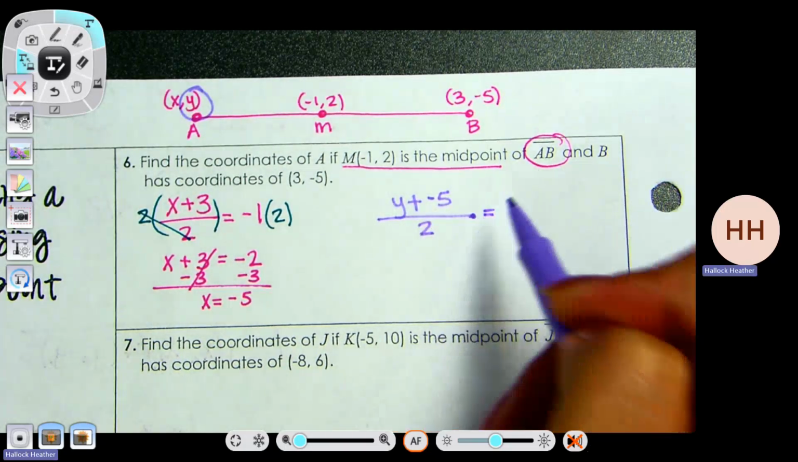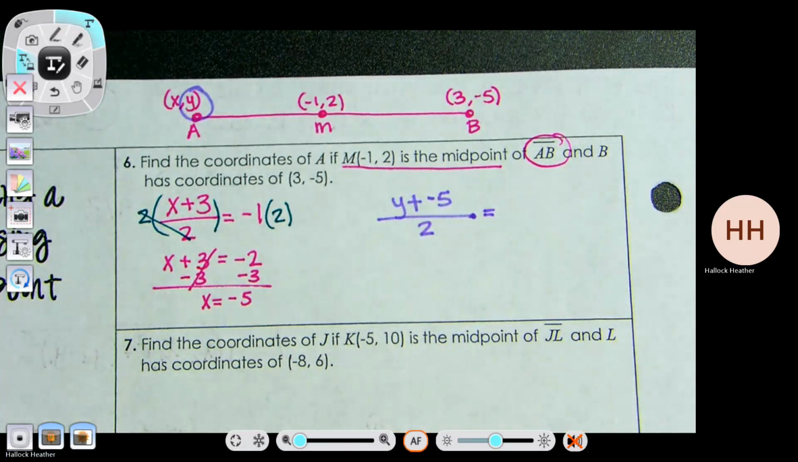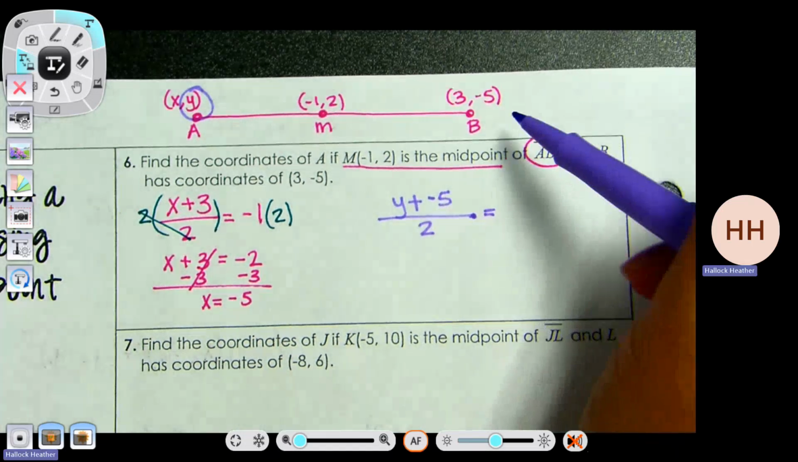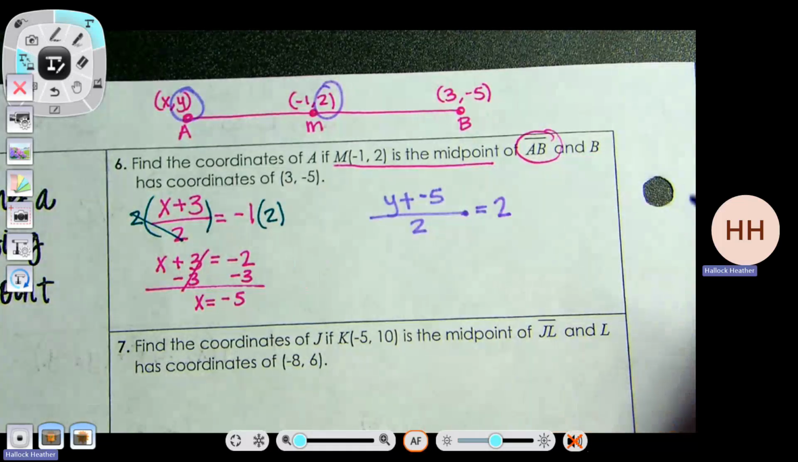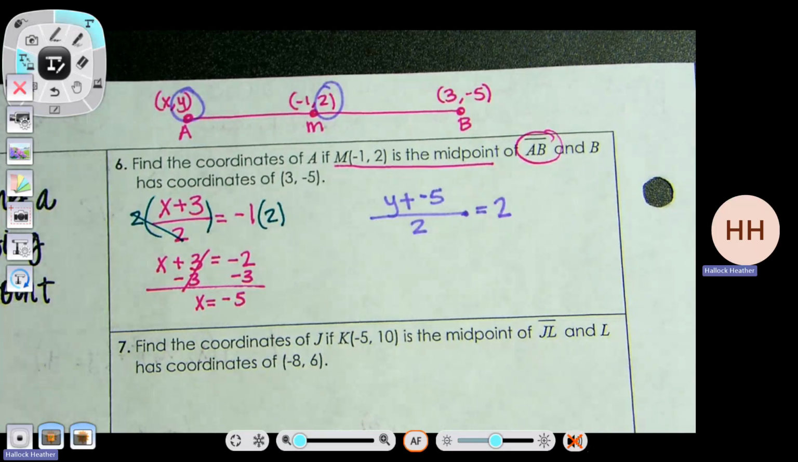Y equals what? 2. Okay, so now I'm going to get rid of the denominator again. Take a second, multiply both sides by 2 to get rid of the denominator, just like we did for X, we're doing it for Y.